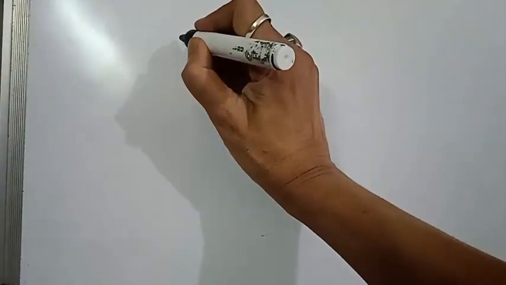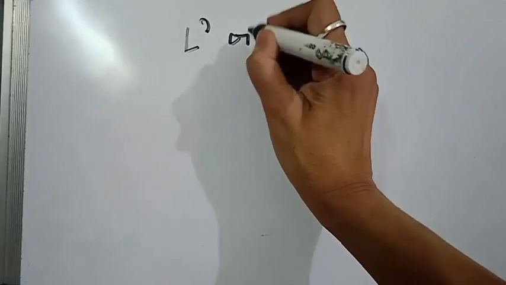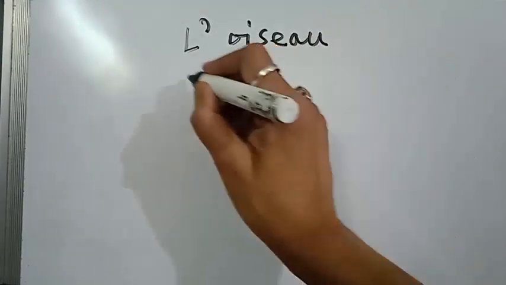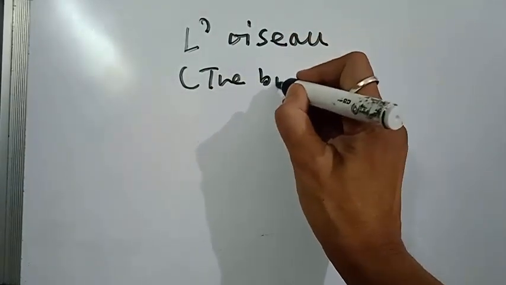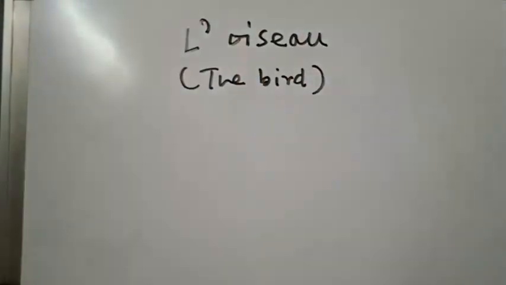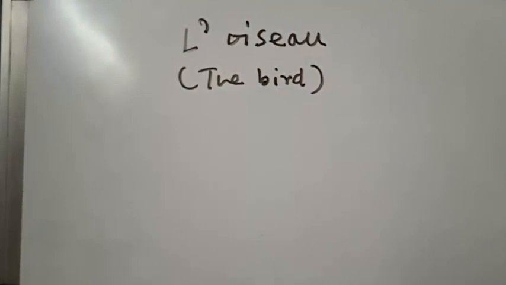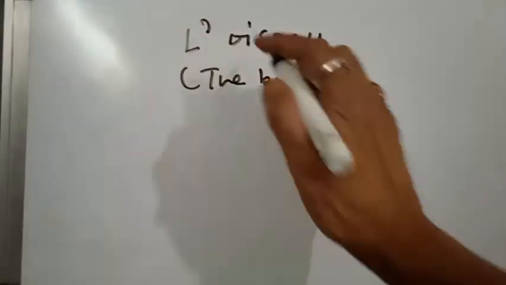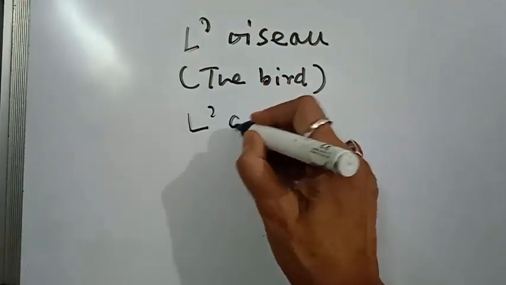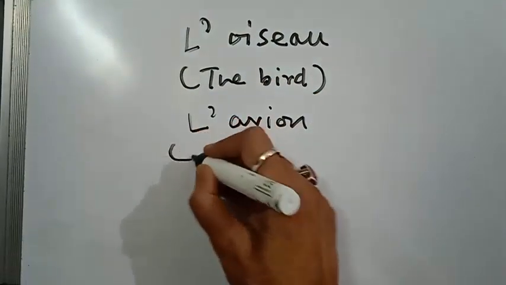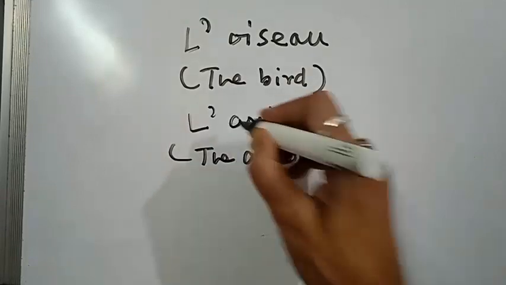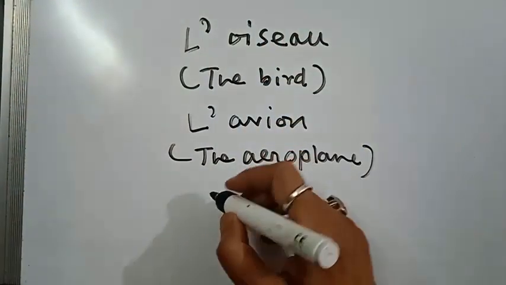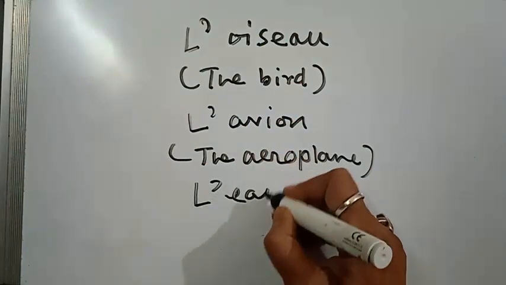Now I am coming to the third category, that is L apostrophe. L'oiseau, the bird. Oiseau means bird, but you see the word is starting with O. I have already told you the words starting with a vowel: A, E, I, O, U. Another word starting with A: l'avion, the aeroplane. L'eau, the water, starting with E.